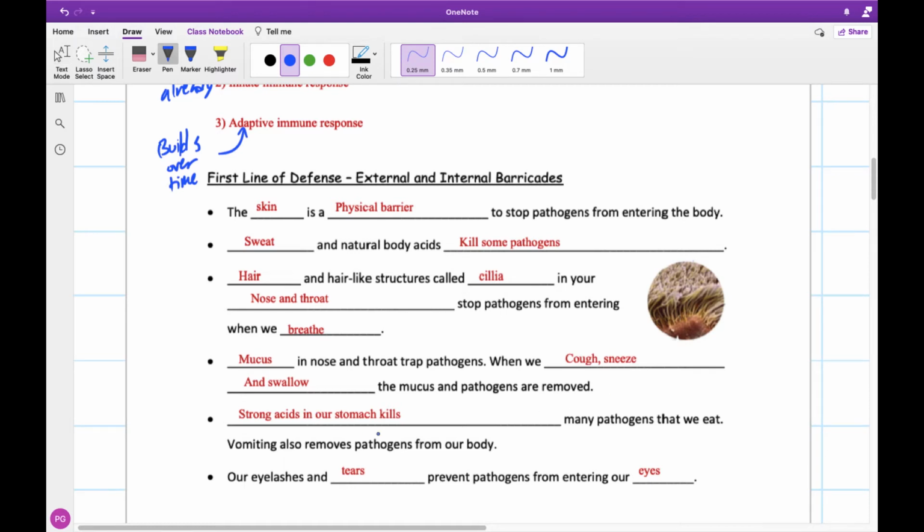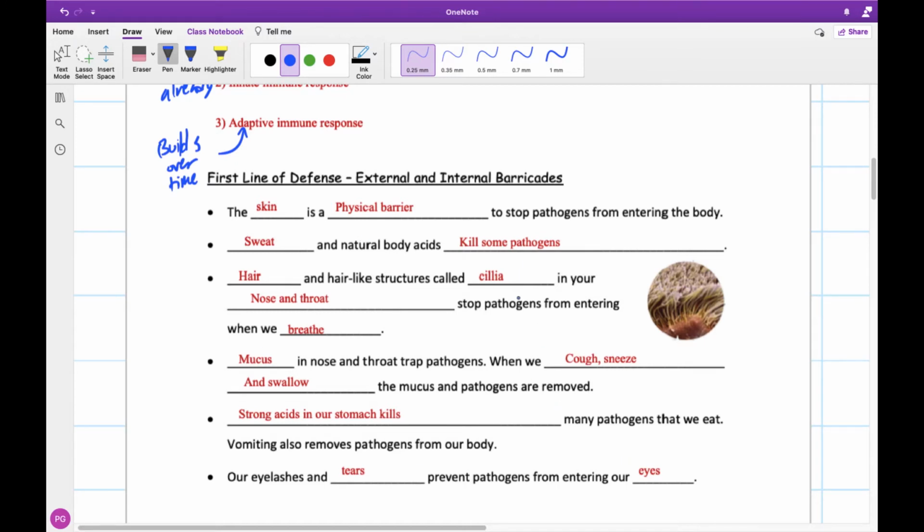Stomach acid in our stomach kills many pathogens that we eat. We can also vomit up if you've ever eaten bad food. That usually probably has some sort of bacteria that has affected the food. When it gets into our body, our body detects that and vomits it back out so that we don't get sick. Eyelashes and tears also prevent pathogens from entering our eyes.